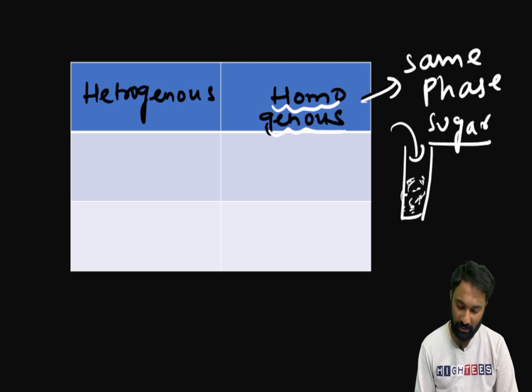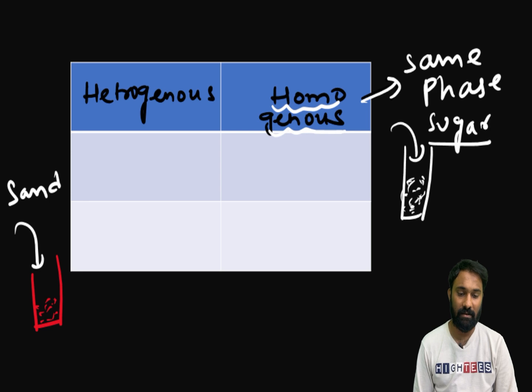Now what is the meaning of heterogeneous mixture? Best example, we'll take the same H2O. In this H2O, I'm adding some sand. If I add the sand, what will happen? The sand particles will be deposited here and settle down. Clear? Now you can see H2O is a liquid and the sand particle is a solid. It is a mixture of different phases, right? That's the reason we call it a heterogeneous mixture.